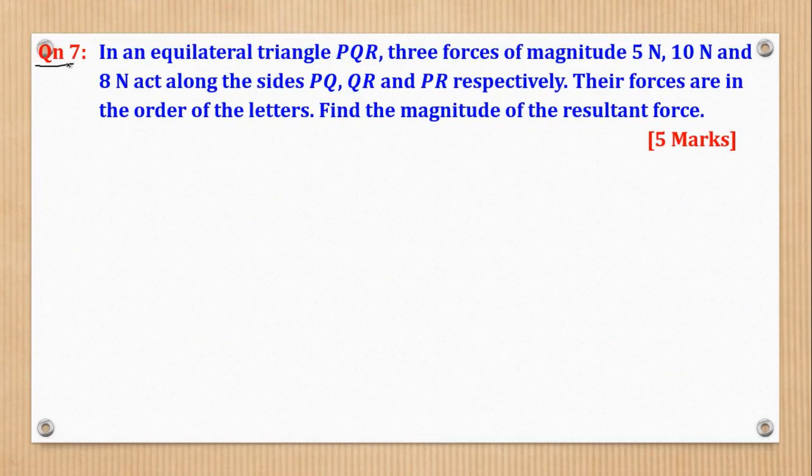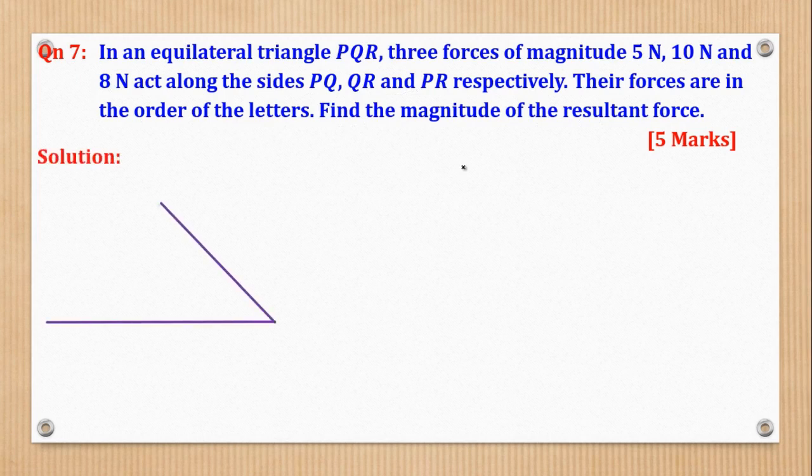Then question 7 says, in an equilateral triangle PQR, three forces of magnitude these ones act along the sides these ones, respectively. Their forces are in the order of the letters. Note this word. Their forces are in the order of the letters. We shall see what that means. Find the magnitude of the resultant.